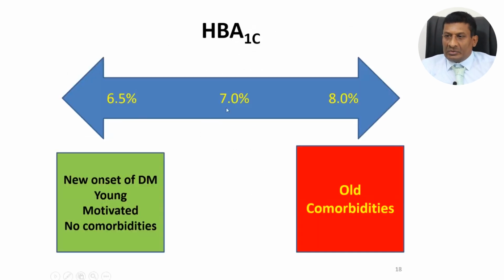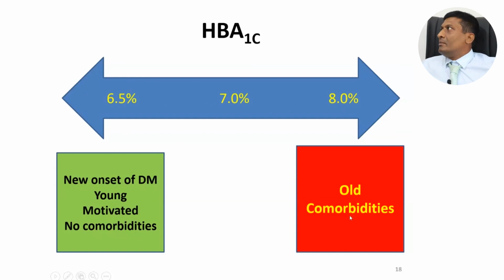I mentioned that the target HbA1c level is 7%, which indicates good glycemic control. But that is not a universal cutoff point. If your patient is young, has new onset diabetes, is motivated and has no comorbidities, he is going to benefit from a strict glycemic control. In these situations, your glycemic control target should be an HbA1c level below 6.5.